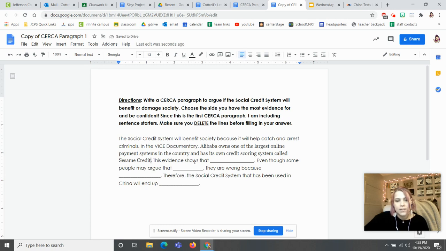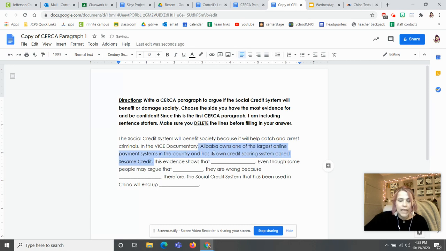So how can you make the text look right? Well, I use the format painter. If you just highlight the text that you want it to look like, and you hit this button, which is the format painter, then you highlight the stuff that doesn't look right, and it fixes it for you. So that's what I suggest doing.